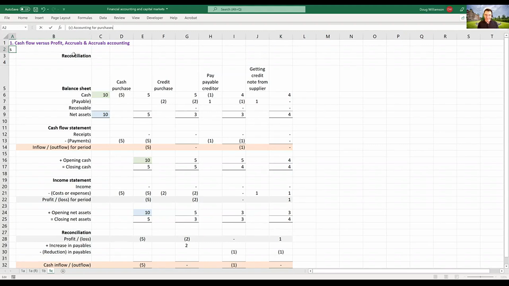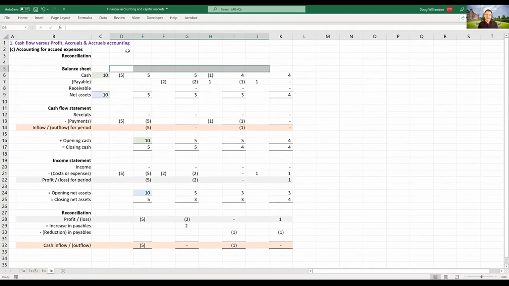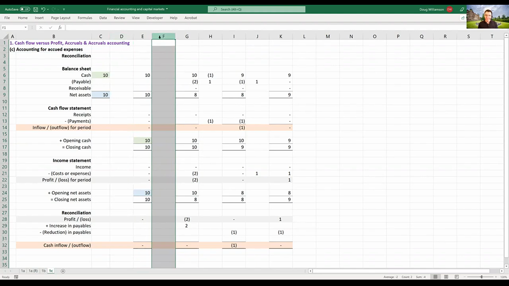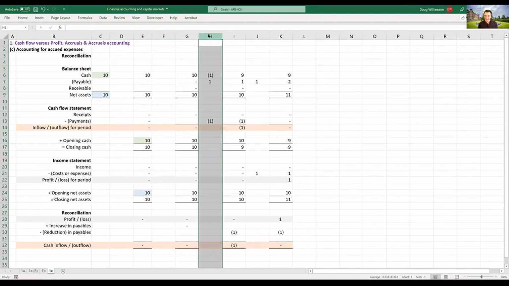So accounting for accrued expenses. This is all our cash purchases stuff, so we're going to change a few things. So let's get rid of these labels. Let's get rid of these amounts. Just keep our framework.